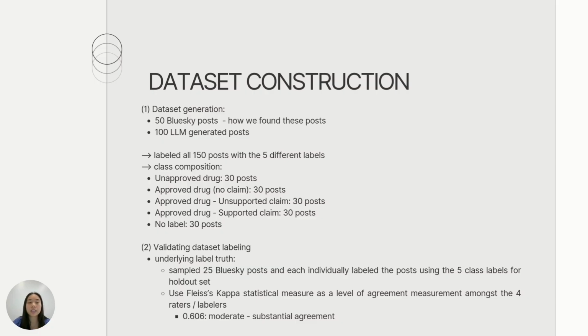Our data set consists of 5 classes: approved, unapproved, supported claim, unsupported claim, and none, each with 30 posts per class. We then validated our data set and established underlying ground truth labels. To measure label consistency, we use Fleiss' kappa, which accounts for chance agreement and is more robust than simple percent agreement. After labeling 25 Bluesky posts each, our score was 0.606, indicating moderate to substantial agreement. For posts with disagreement, we used the majority label as the ground truth.